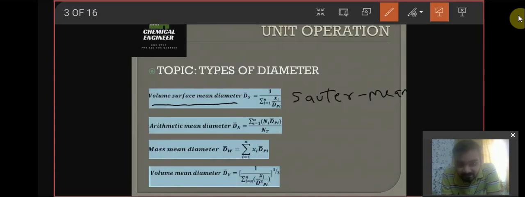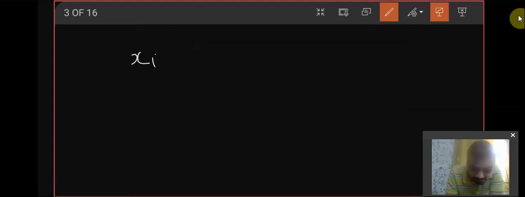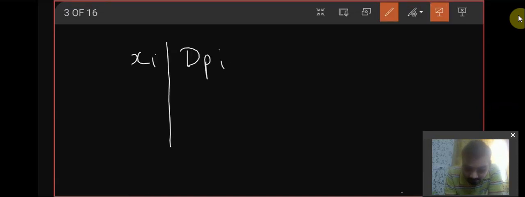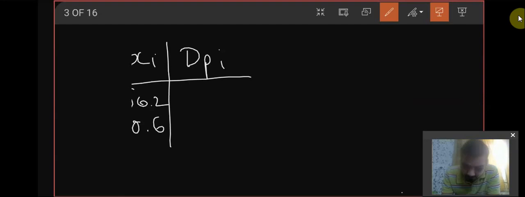You can see here the unit is meter. For any diameter we take, the unit is meter. xi is the mass fraction, which is unitless. dpi is the diameter of one particle. Suppose we are given a table of xi and dpi, as was given in GATE 2021 as well. Suppose xi is given as 0.2 and 0.6, and dpi is 1 millimeter and 2 millimeter.